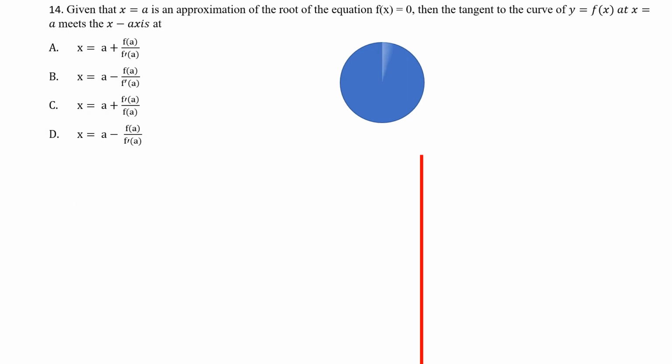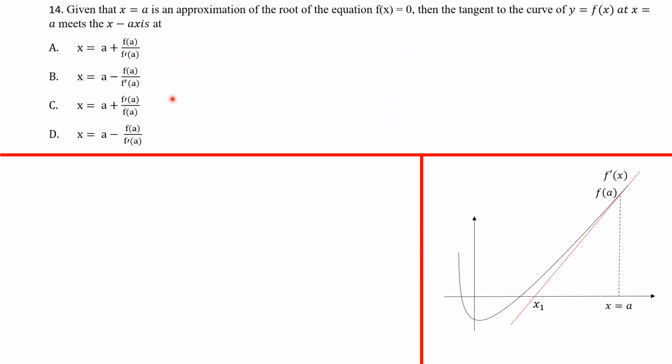Given that x equals a is an approximation of the root of the equation f of x equals 0, then the tangent of the curve y equals f of x at x equals a meets the x-axis at... Okay, so this one is an interesting one. We've demonstrated a graph here. Let's say that this is the line x equals a. It meets the curve right up here at f of a.